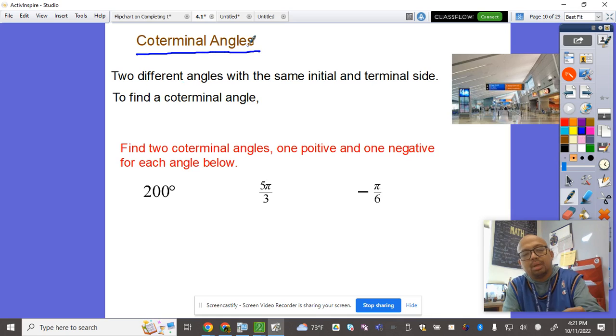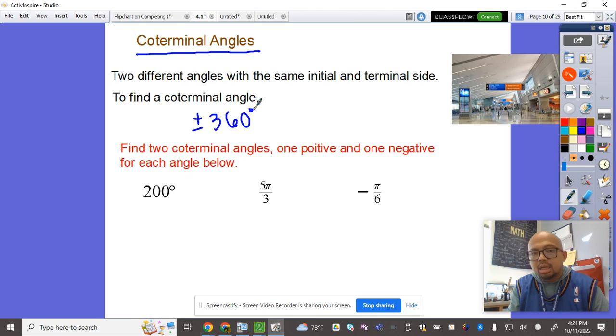What's coterminal? These are two different angles with the same initial side and terminal side, but a different number of revolutions. To find a coterminal angle, we just keep adding or subtracting a revolution: 360 degrees if it's in degrees, or 2 pi in radians. So how do you find two coterminal angles, one positive, one negative, for each angle below?